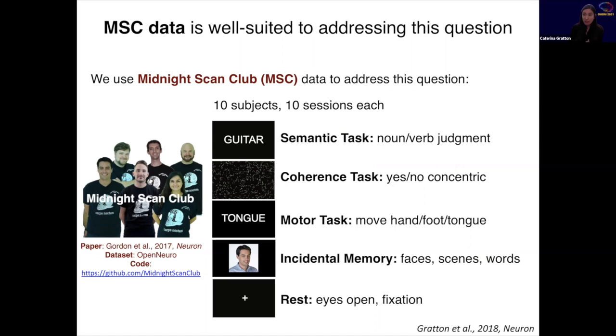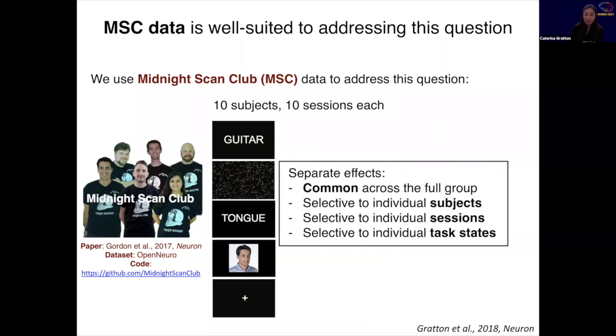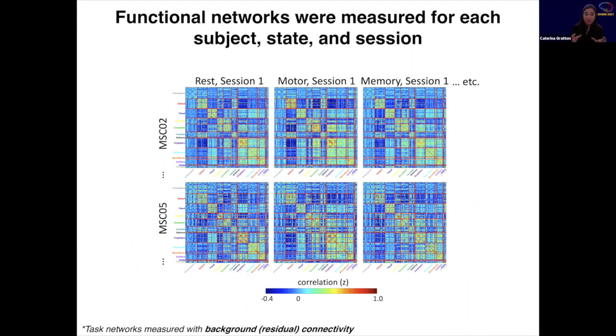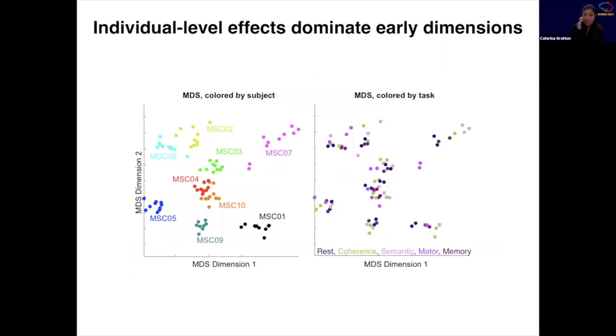Now, this design is really nicely suited to looking at how functional networks may vary, and in particular asking whether we can separate effects that are either common to this full group of data sets or selective to particular subjects, to particular days, or particular task states. So we measured functional connectivity matrices from each particular participant, shown here in the 2 rows, from a given session and task, using a background connectivity approach. And we looked at the similarity of these data sets using a few different approaches.